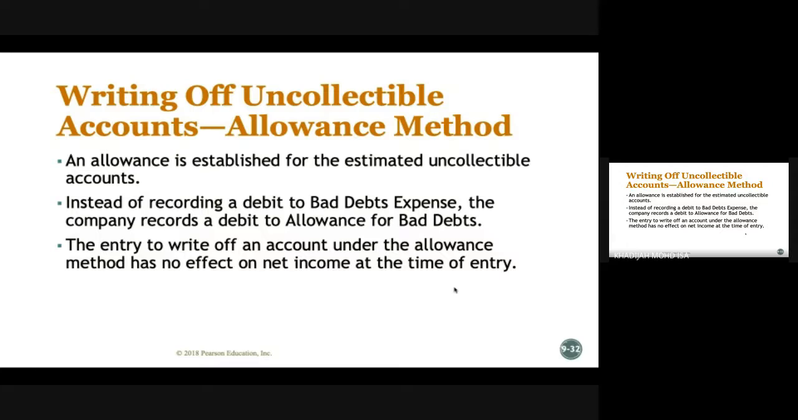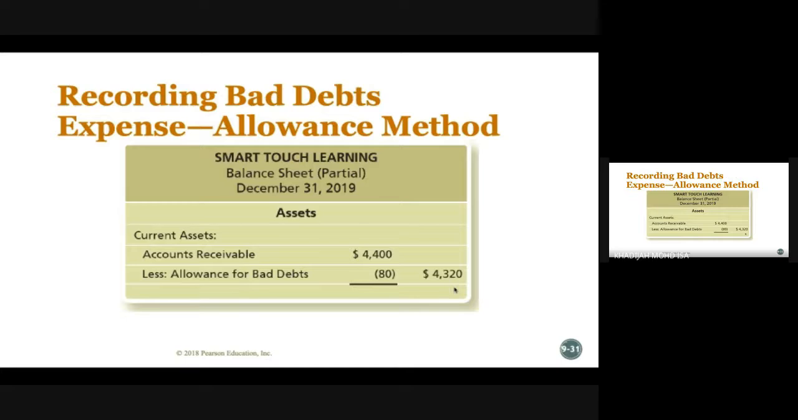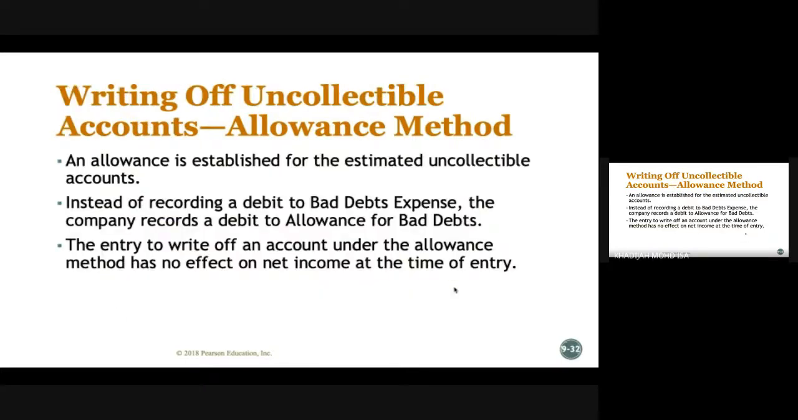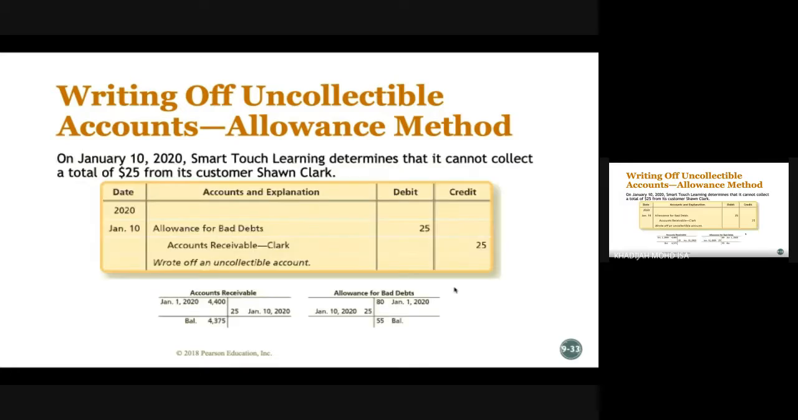So, writing off. When an allowance is established for the estimated amount, instead of recording a debit to bad debt expense, the company records a debit to allowance for bad debts. But just now I showed bad debt expense. Why do you have to debit bad debt expense? The entry to write off an account under the allowance method has no effect on net income at the time of entry, because it's just not. But bad debt is debited, right?